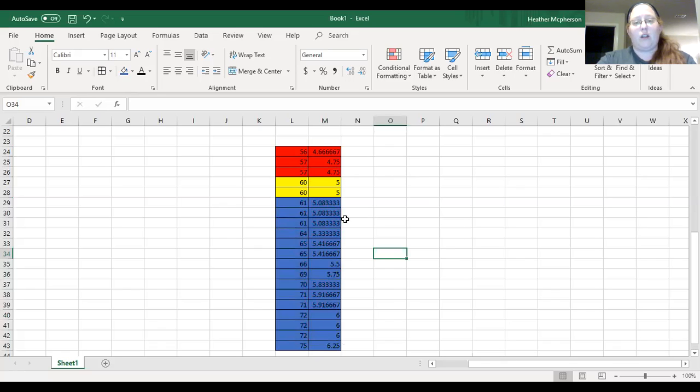So just so you can look at it a little bit easier, we know anything under 60 inches is going to be less than 5 feet. Anything over 60 inches is over 5 feet, and 60 inches equals 5 feet. So once we get our table made, we can go ahead and start to answer the other questions.